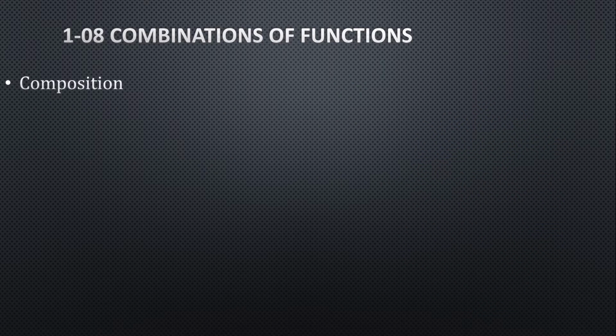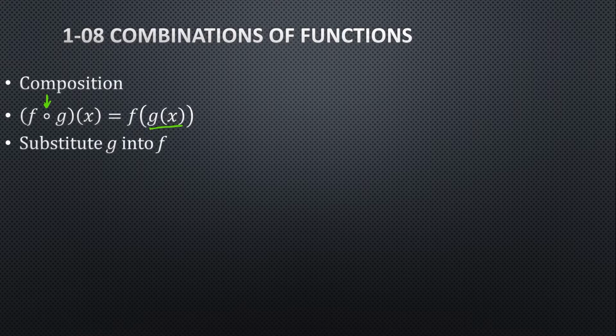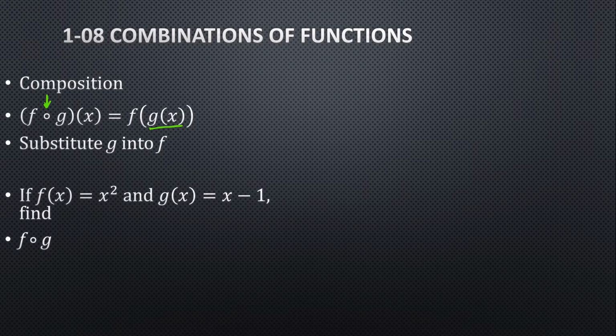The 5th way is a composition. It uses this little o symbol. It's f composed with g, which means the g of x is put inside the f of x. It's substituting function g into f, so that x in f is being replaced by the entire function g. So f composed with g is f of g of x.